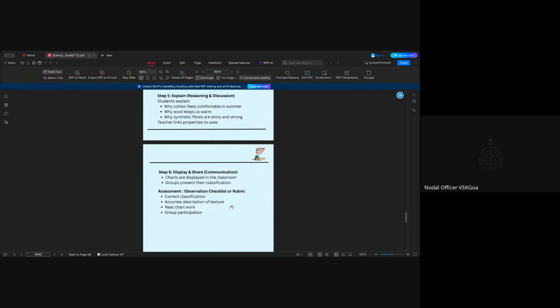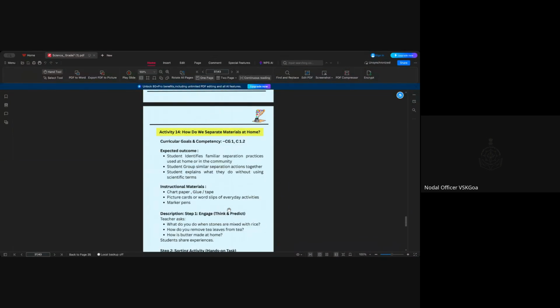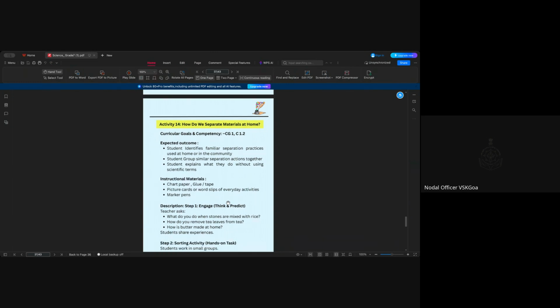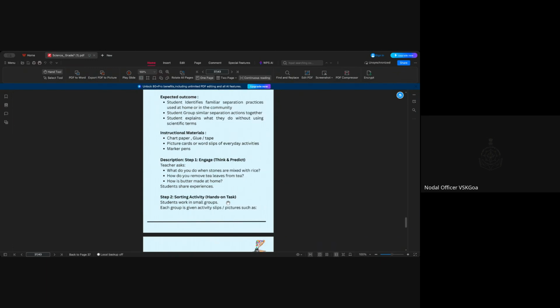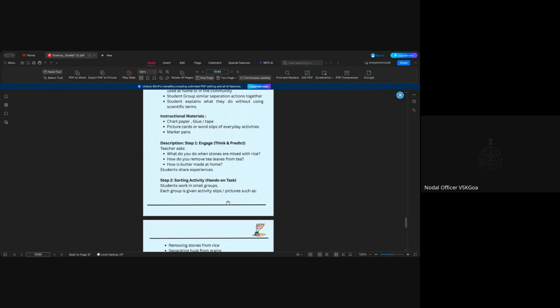Okay, then comes the second last activity that speaks about how do we separate materials at home. Again, it caters to CG1, CG5, CG6, and CG7. So here also, classification plays a very crucial role. Here, what can be done, in a similar way, is ask certain questions to engage the class, and after that try to give them this particular activity of sorting.